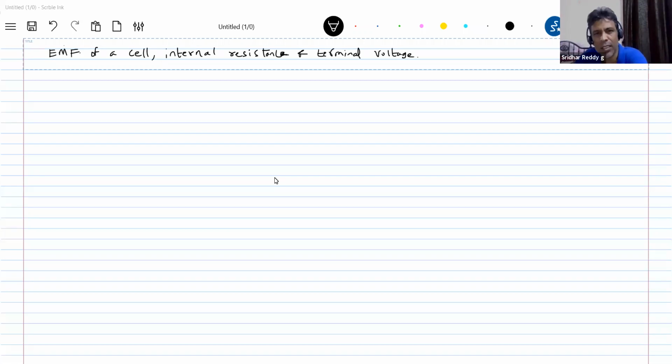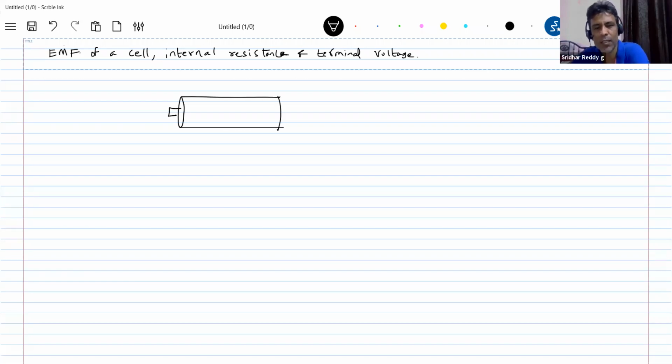Then, how do we write KVL across a cell? If there is some internal resistance, what does it mean? What does terminal voltage mean? So whenever a cell comes up, there's one basic example you can take.